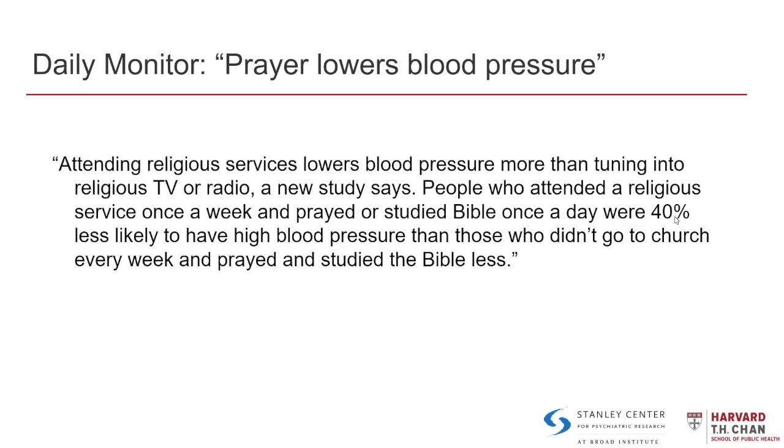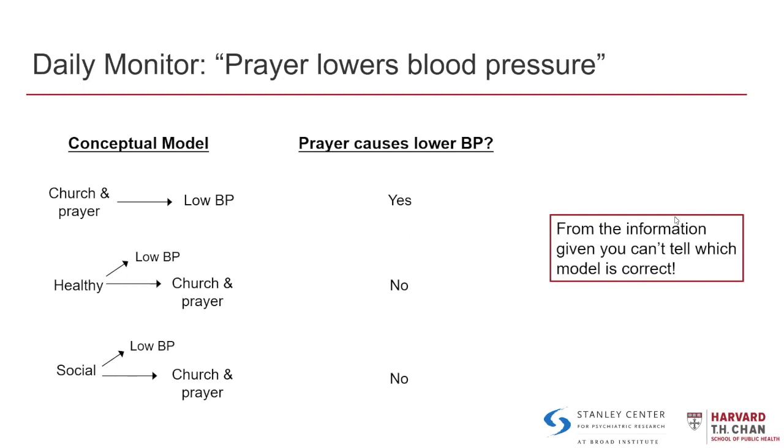So based on the information that is provided, one could come up with 3 conceptual models. The first model is maybe those individuals who go to church and who also pray have lower blood pressure. In this case, as we have seen from our causal diagrams from DAGs in the prior session, this would be a causal relationship. So we can say that prayer causes lower blood pressure.